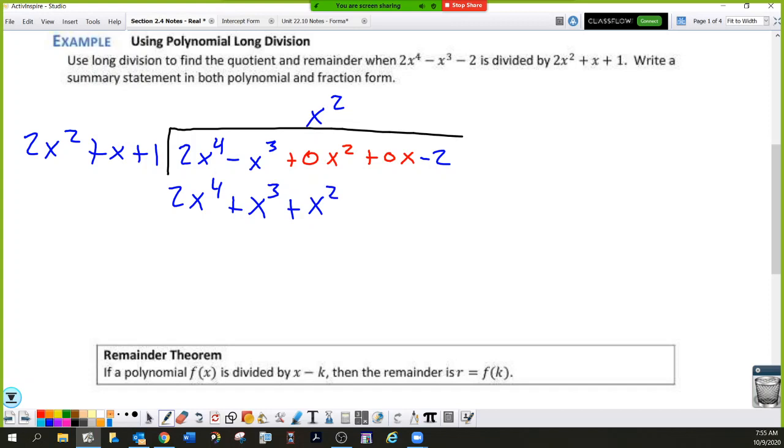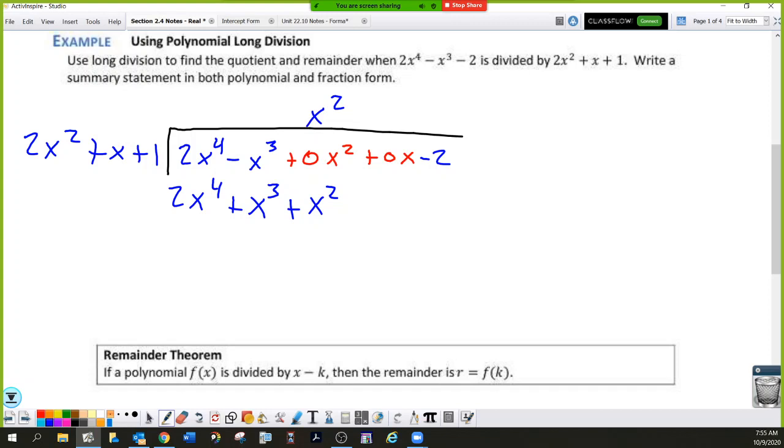I have not left myself anywhere near enough space. I'm going to have to shrink what I wrote, but there it is. This is why you needed that 0x squared term. It's so that your like terms would line up, just like regular long division that you learned about way back in probably 4th or 5th grade.